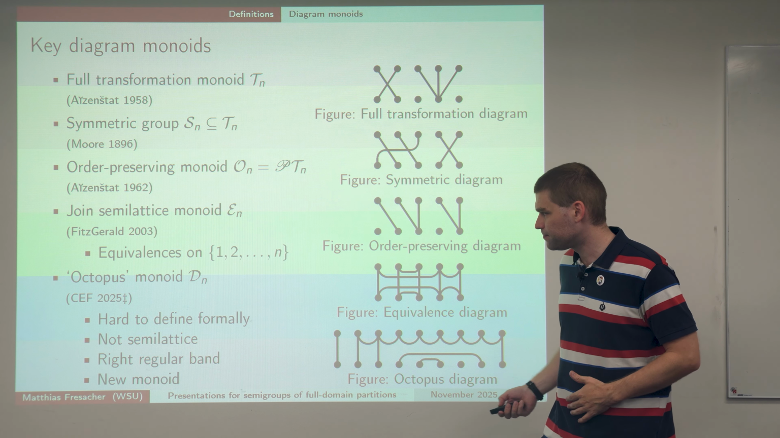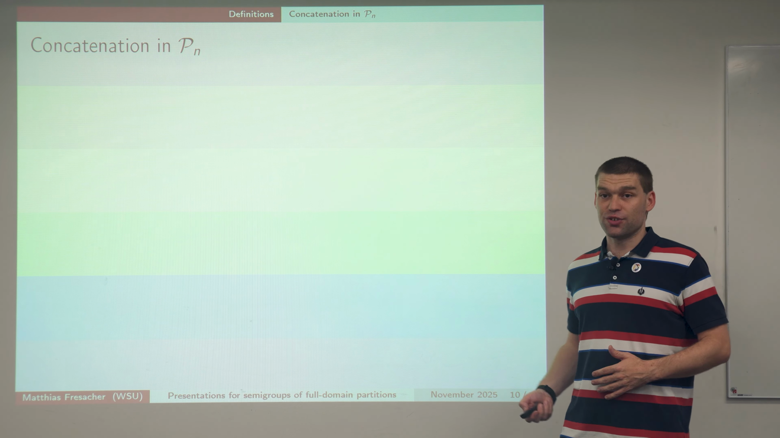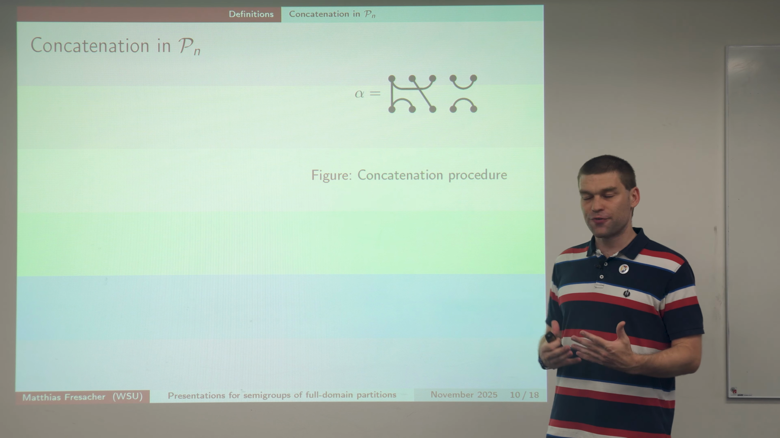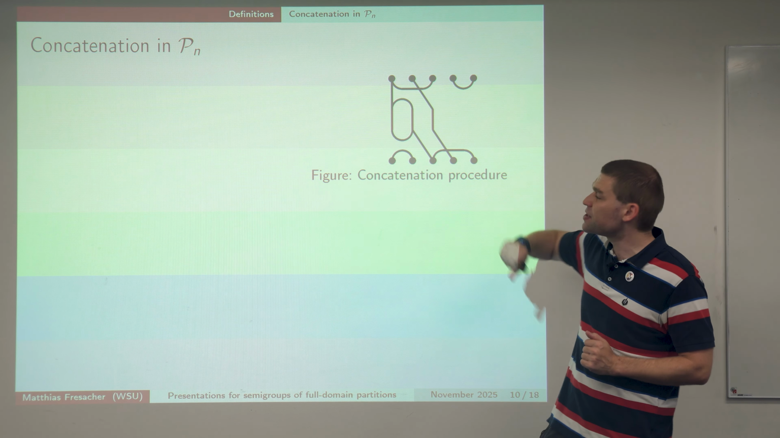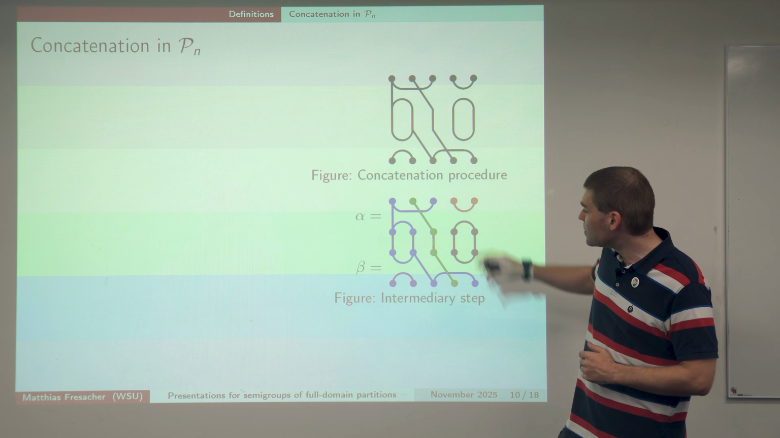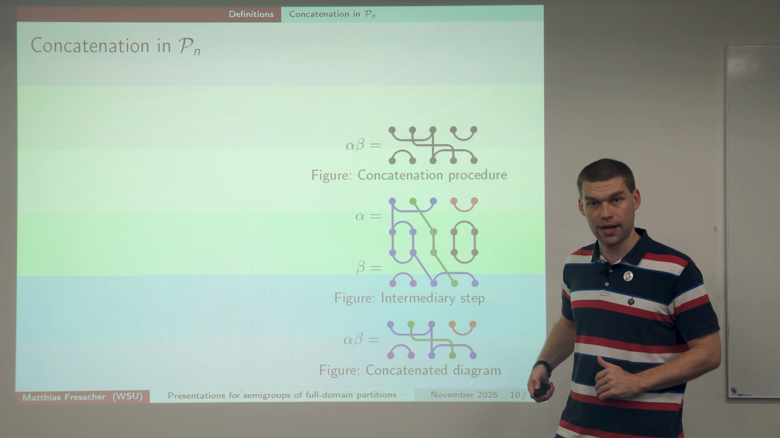So that brings me now to concatenation in my partition monoid, and this is the multiplication operation of this monoid. So for those of you that are visual-based learners, this is an animation of that procedure in action, and for everybody else, I'm going to make use of this intermediary step to explain to you how we end up at the concatenated diagram.